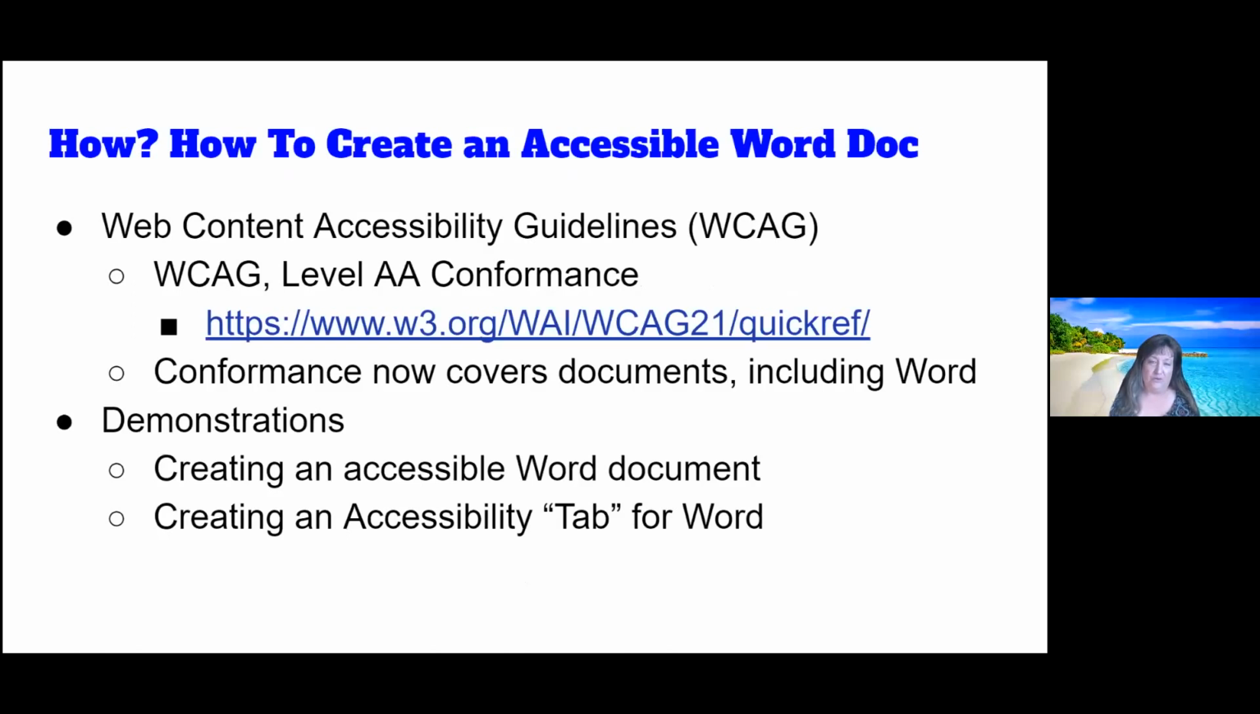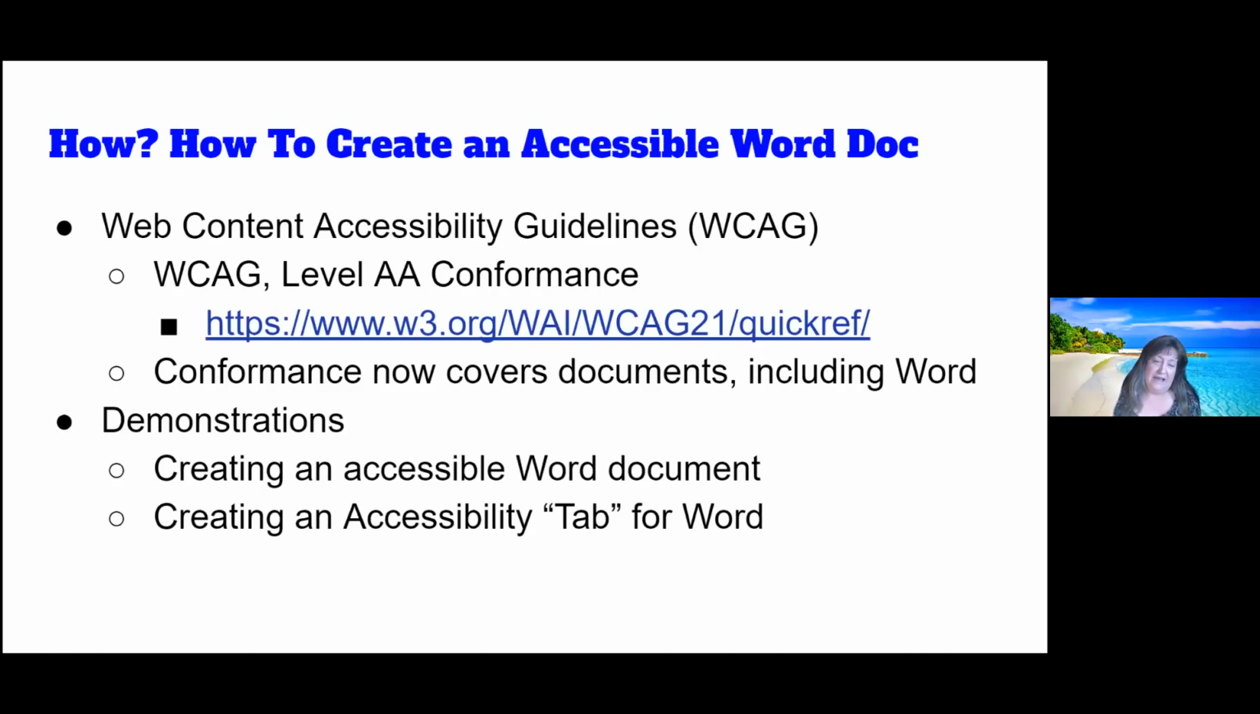And so how do we do that? How do we create an accessible Word document? So we follow the Web Content Accessibility Guidelines. It's called WCAG. So you may or may not have heard of that. It's pronounced WCAG or WCAG. You might hear it different ways. And generally the standard performance level that you want to conform to is level AA. And there's a link to the quick reference guide. It's a lot of information, so I can't really cover it here, but there's a link for you there.